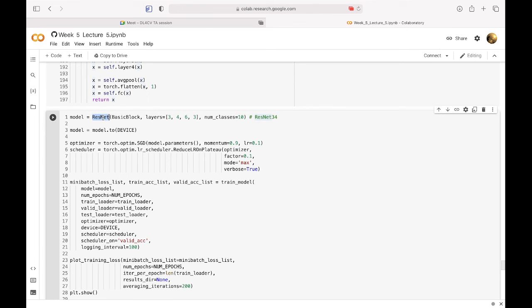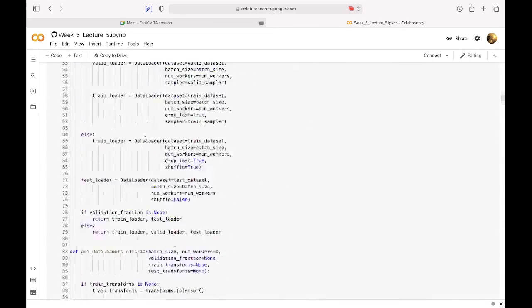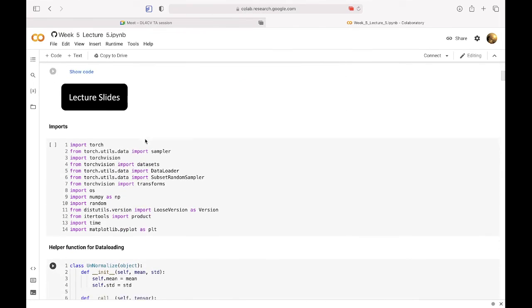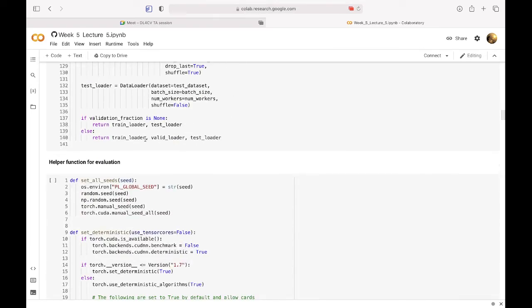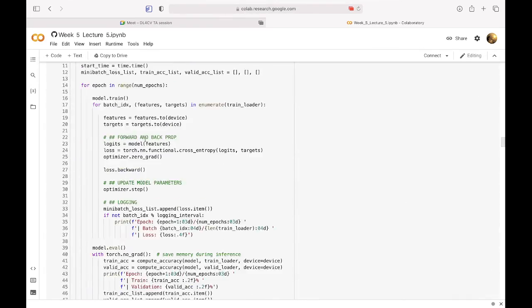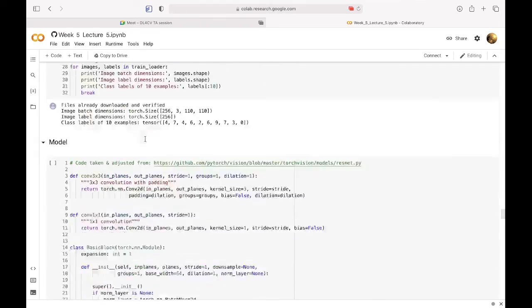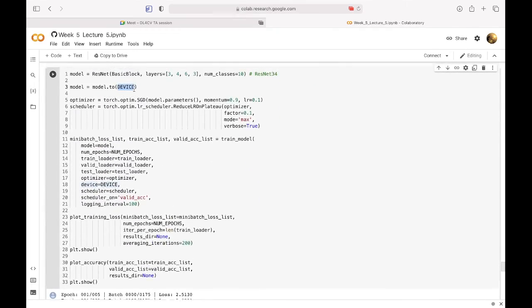So I create an instance of that ResNet, and this device refers to the GPU ID, which I think is set somewhere in the starting of this notebook. I'm not sure where device is set. Basically, device refers to the GPU ID.